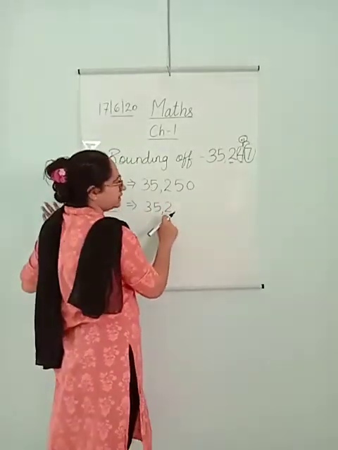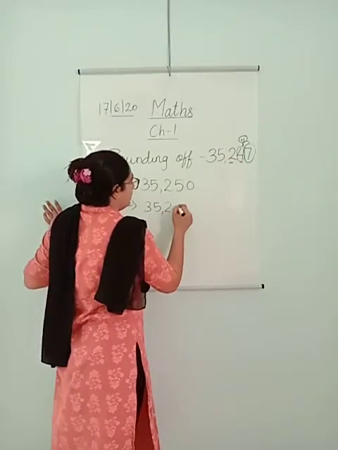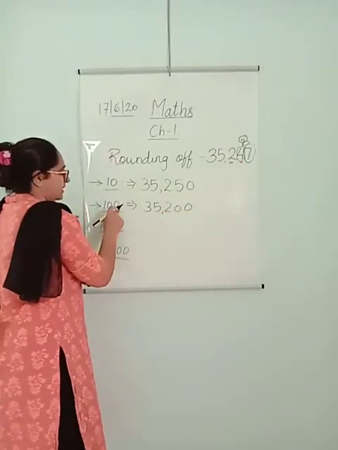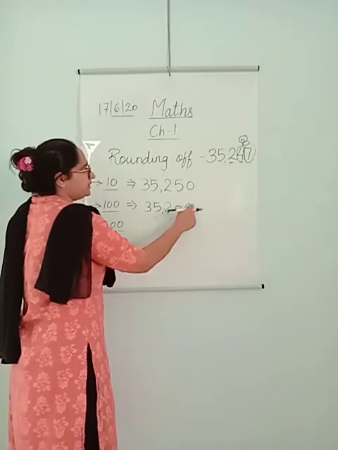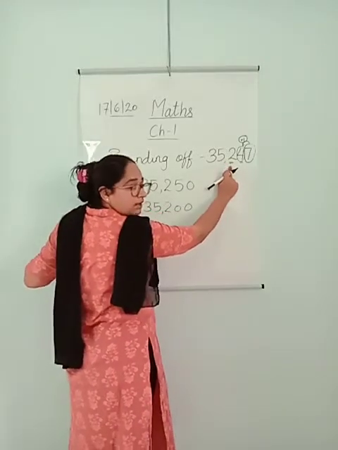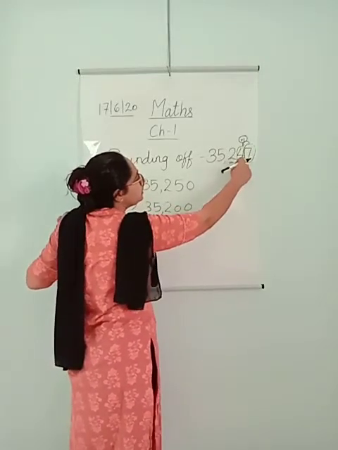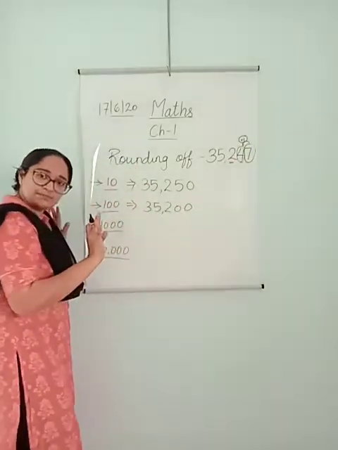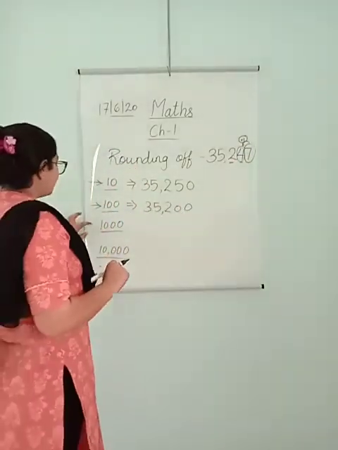No change here. And this, I told you, is the hundreds place. So there should be 2 zeros, isn't it? This is the place I had to round off. So after that, how many digits? 2 digits. So 2 zeros. Getting me? Let's move on.